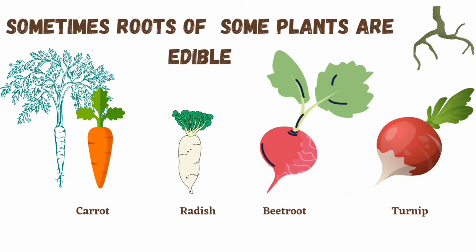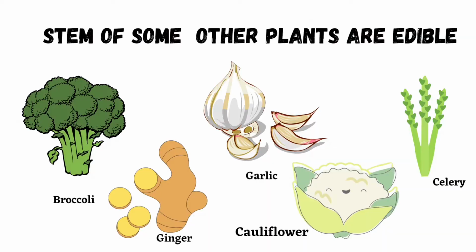Now students, sometimes roots of some plants are edible too, you know, like carrot, radish, beetroot, turnip. These are all the root part of the plants. Okay. Now students, do you know that sometimes the stem part of the plant stores the food material? They become bulged and they are the edible part of the plants, such as in the case of broccoli, ginger, garlic, cauliflower, celery. All these plants, they store the food material in which part of the plant? The stem. Okay.